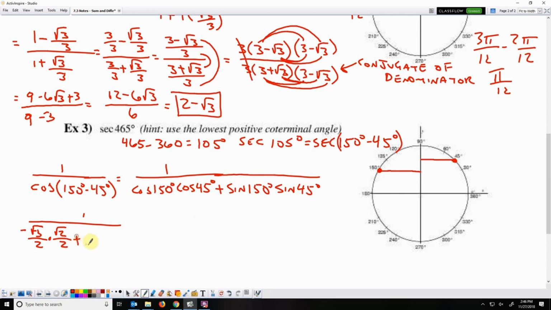Then plus sine 150. It is up, so it's positive. First position, 1 over 2. Sine 45, it's up, so it's positive. Second position, root 2 over 2. So now we simplify. Negative root 3 over 2 times positive root 2 over 2 is negative root 6 over 4. And 1 over 2 times root 2 over 2 is root 2 over 4.